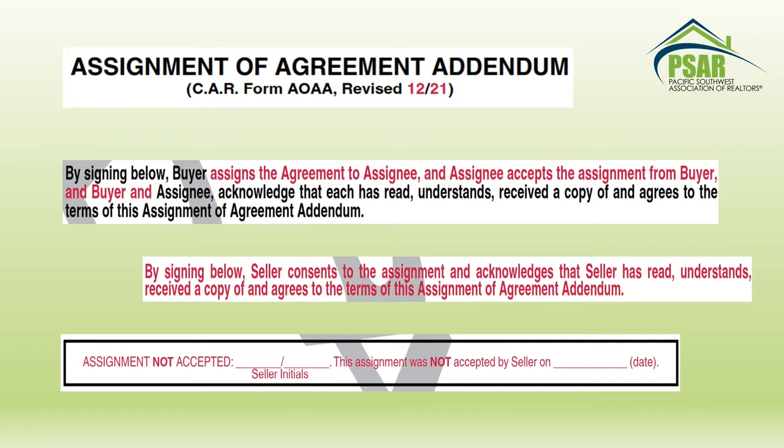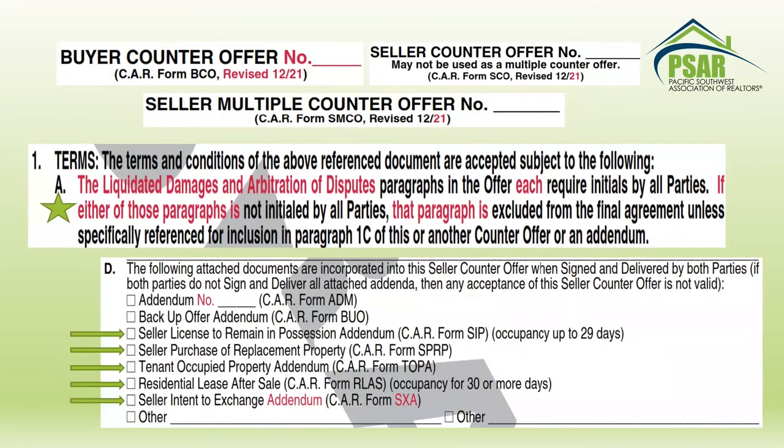Or if it wasn't apples for apples, let's say you were a corporation that was going to close in 10 days, all cash, and then you want to assign it to Joe Smith that needs 2 loans and 60 days to close. That would not be unreasonable for the seller to say no to. So assignment not accepted, the seller would go ahead and initial, and we have a spot to do that now. So that's the AOAA, and this should be used anytime that we are going to add a buyer.